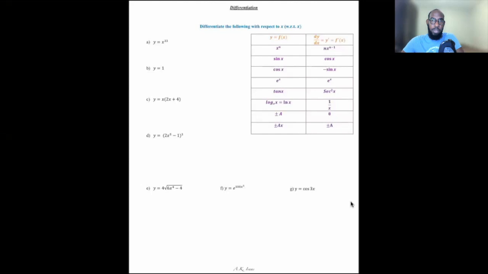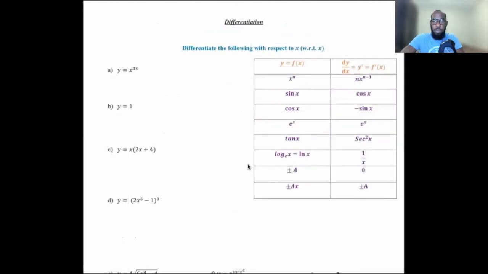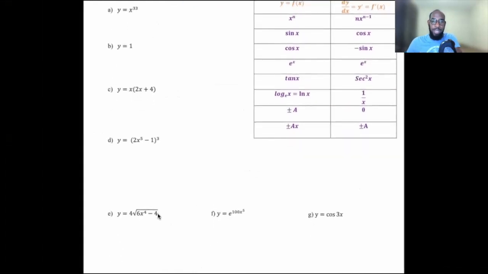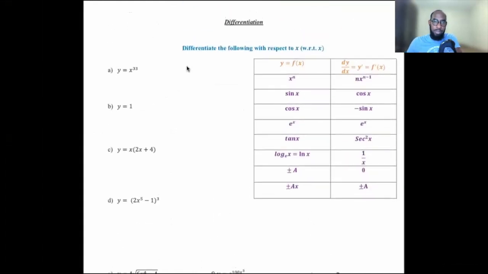Differentiation. So we are going to differentiate y with respect to x. We have y equal to an expression with x. Below here we have the same thing, y equal to something involving x. So we have to differentiate y with respect to x, right? WRT x means with respect to x.